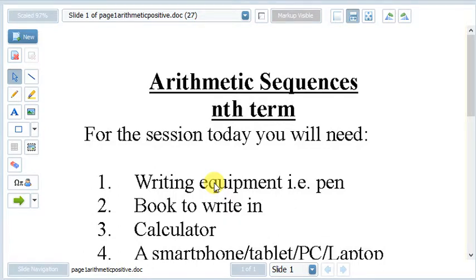Hello. Today we are going to talk about arithmetic sequences and how to generate the nth term formula.